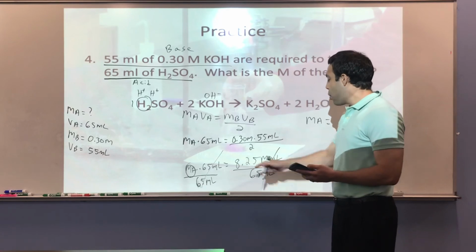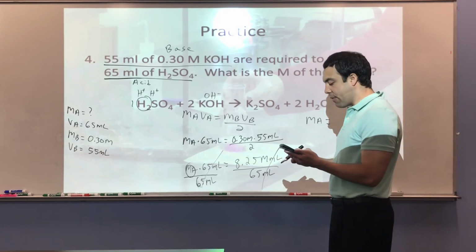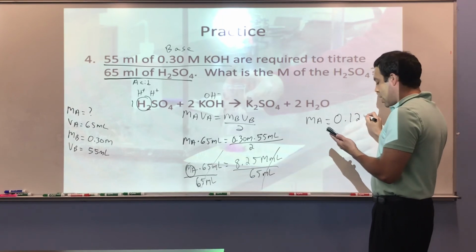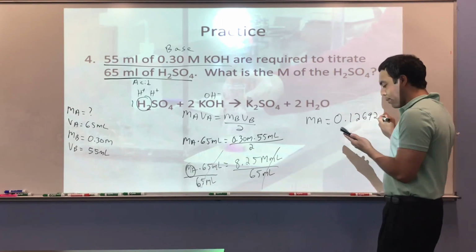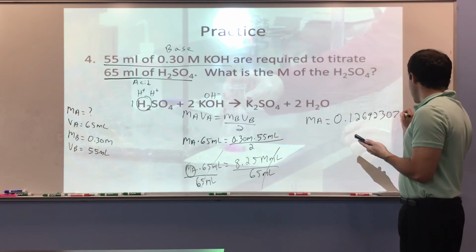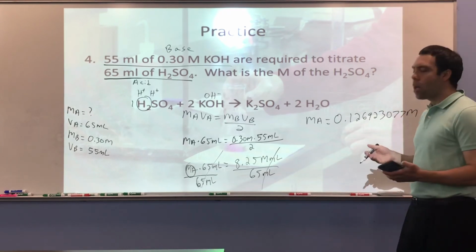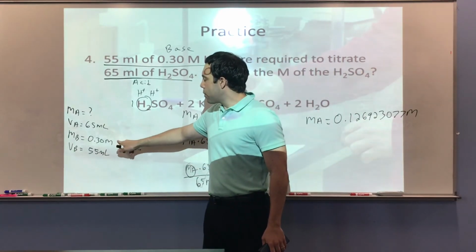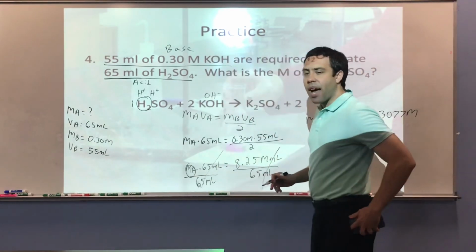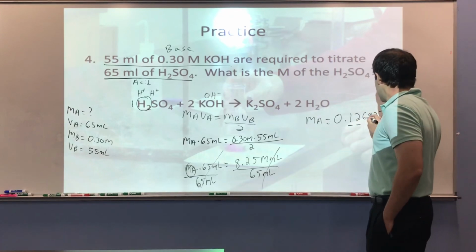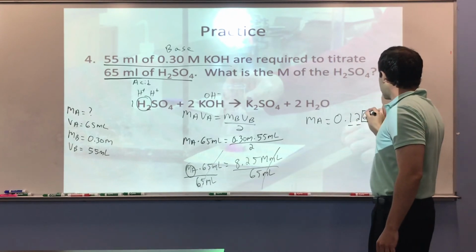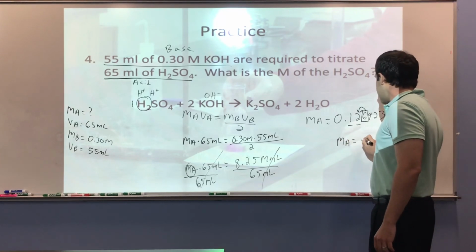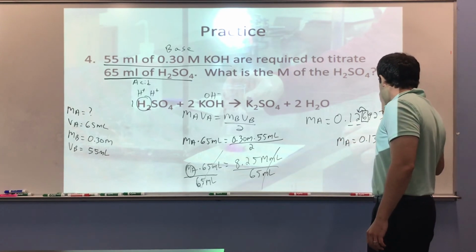So I'm left with 8.25 divided by 65, and I get this long decimal, 0.126923077 molar. I look at the significant figures. 65 has 2, 0.30 has 2, and 55 has 2. So my answer, my molarity of my acid is 0.13 molar.